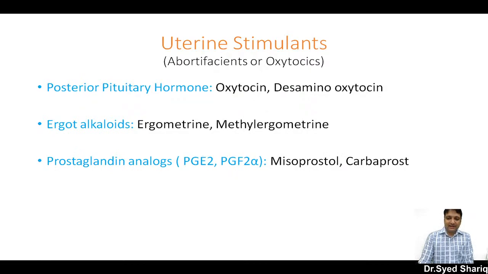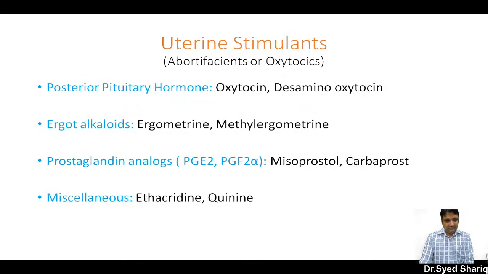Then we have prostaglandins like misoprostol and carboprost, and then some miscellaneous abortifacients like quinidine and etridine, and these are not important. The two most important ones for our cases are oxytocin and ergometrine. Misoprostol and carboprost are usually used early on, and they are used as abortifacients.